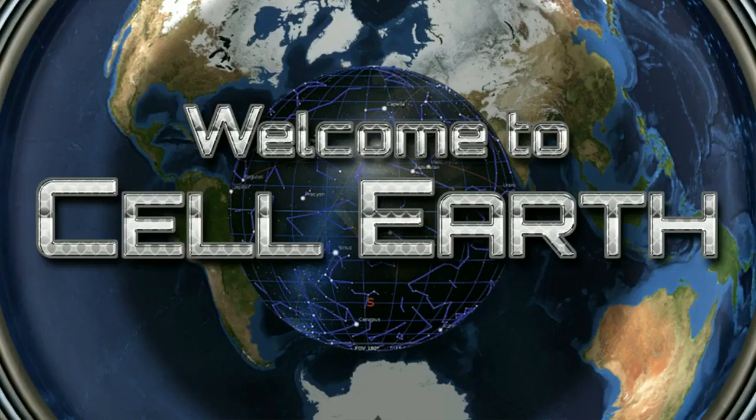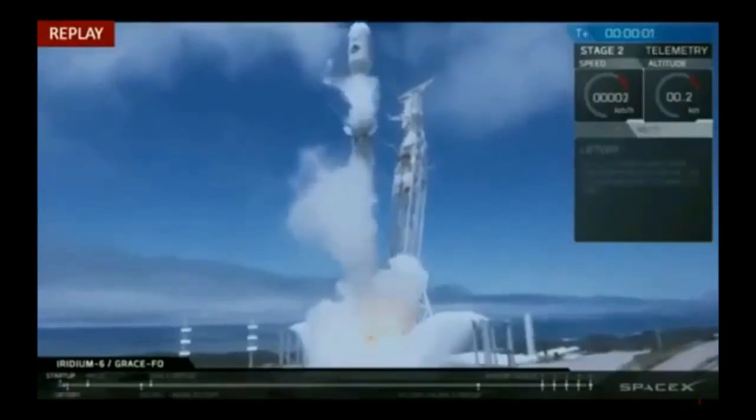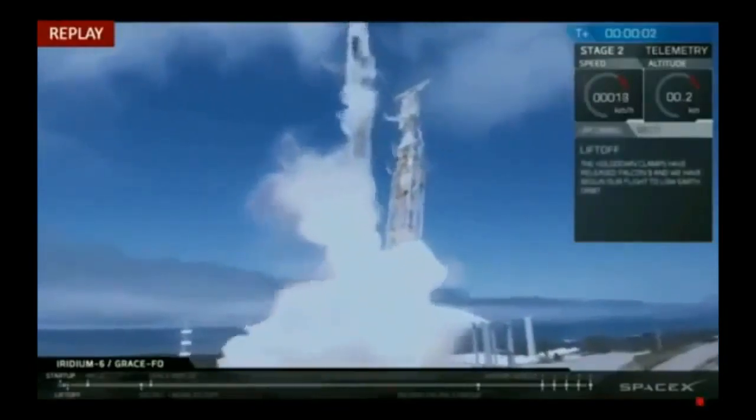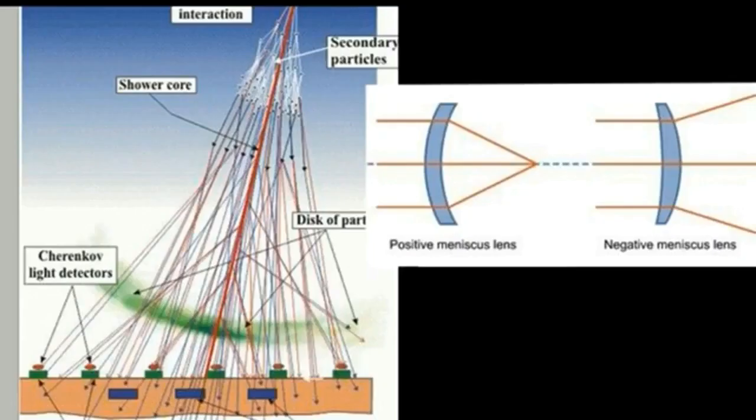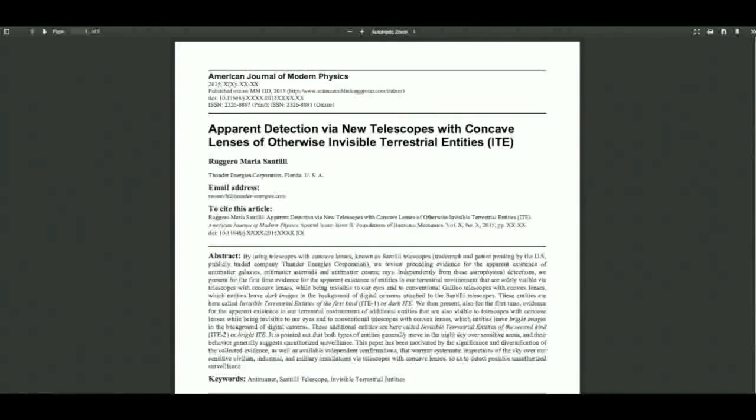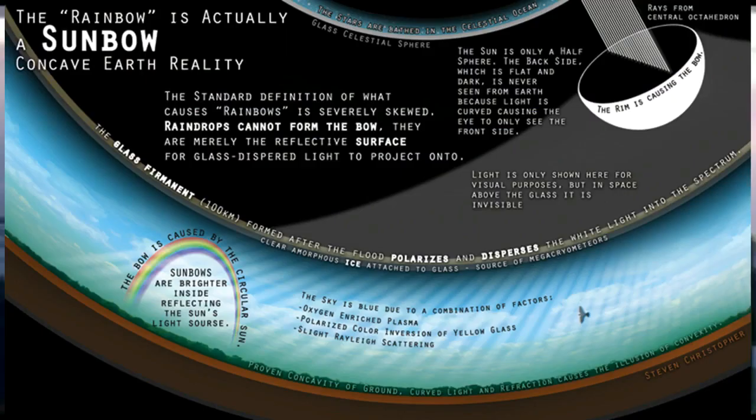I showed this concept on a previous video, like if you zoom in on a camera. And Thunderbirds are go! Apparent detection via new telescopes with concave lenses of otherwise invisible terrestrial entities, ITE. It was published by the Thunder Energies Corporation, Florida, USA. Ruggero Maria Santilli is the man behind this. And so what we think is a straight line is actually curving. It's like our eye is traveling up a curve.